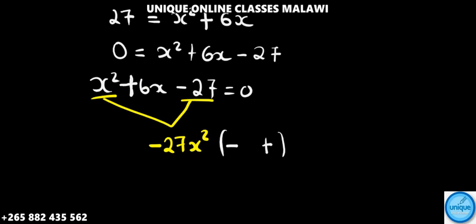So the number at the end carries the sign in the middle. We have a plus sign here, and the factors are of 27. The pair of factors is 3 and 9. So the bigger number is going to take this sign here, 3 and 9, the bigger is 9.